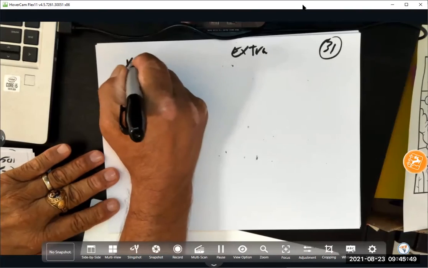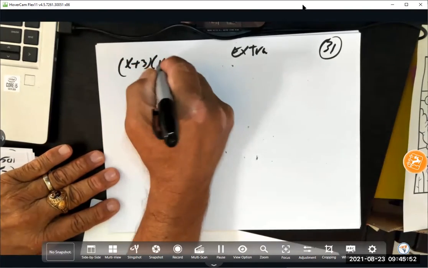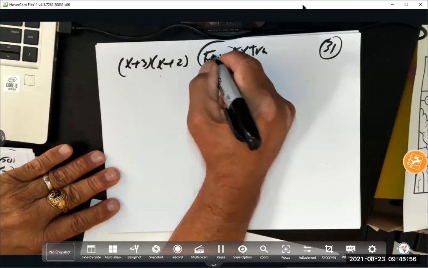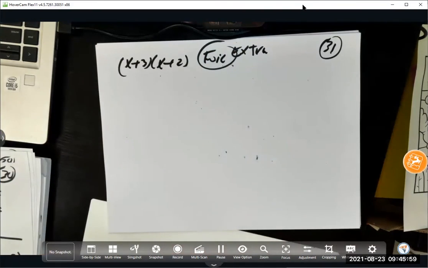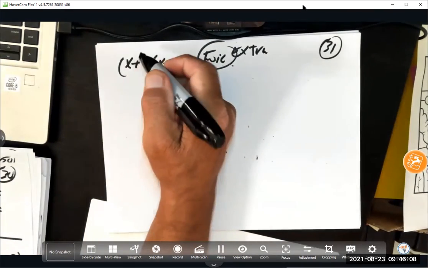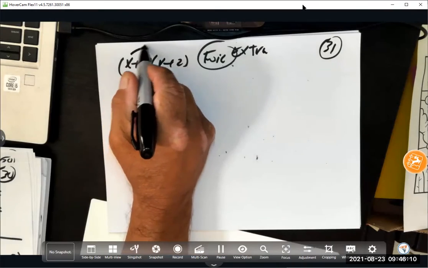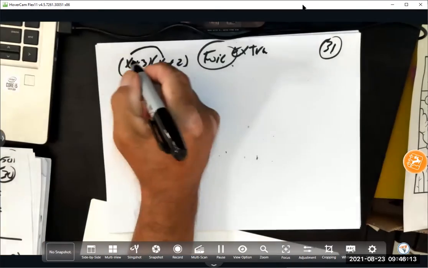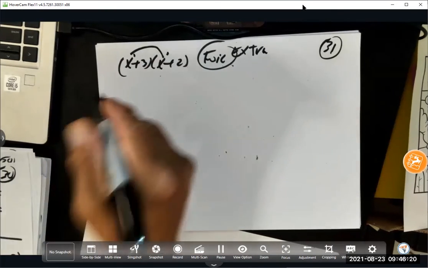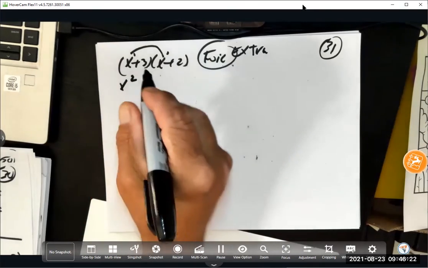How about this? X plus 3 times x plus 2. I don't know what they call it in your school. Maybe FOIL, product of binomials. There's a bunch of words. Okay, so now let's do this one. The way you did this, you go x times x is what? This is x to the 1, x to the 1. So how much is that? X to the what power? X squared. Exactly.